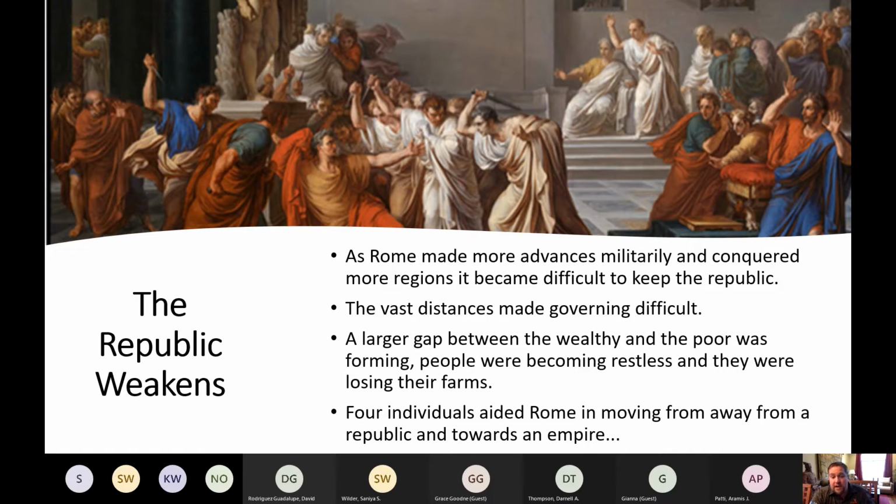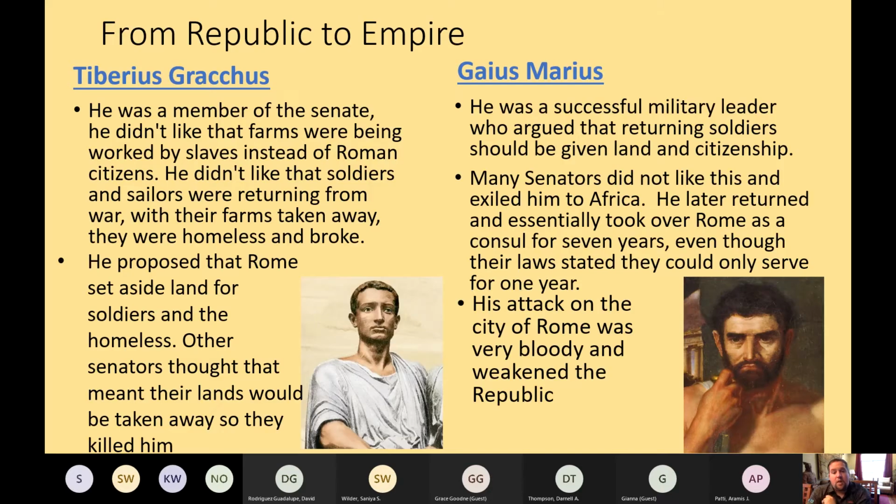Four individuals aided Rome in moving away from a republic to becoming more of an empire. So there's four people that become powerful within the republic, which makes it a step closer to them losing their democracy and becoming more of a dictatorship. So the first two people are Tiberius Gracchus and Gaius Marius.